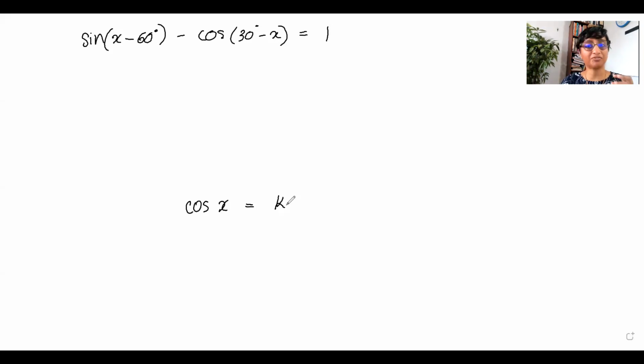In a way, this is not very difficult, because when you see the sine x minus 60 term and the cos 30 minus x term, what should come to your mind are the compound angle formulas. We have formulas that we can apply to expand a sine a minus b term, or a cos a minus b term, or sine a plus b term, or a cos a plus b term. So it's just the direct application of the formulas for sine a minus b and cos a minus b, because that's what we have here.